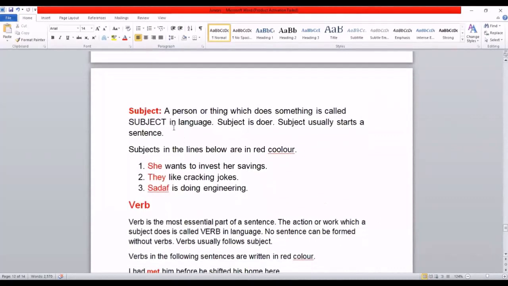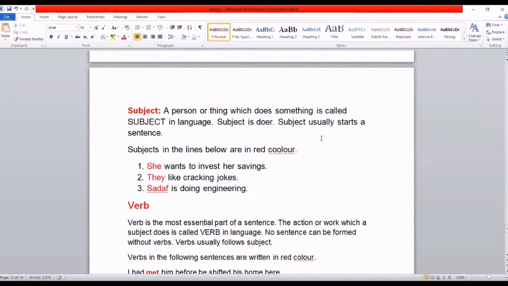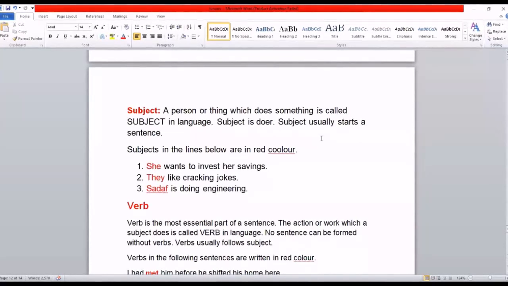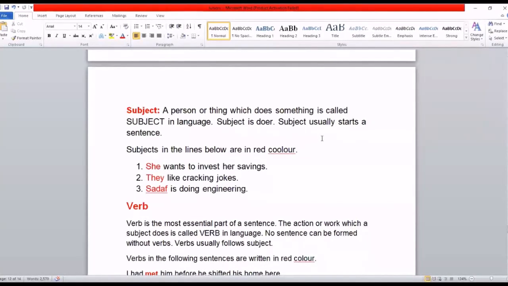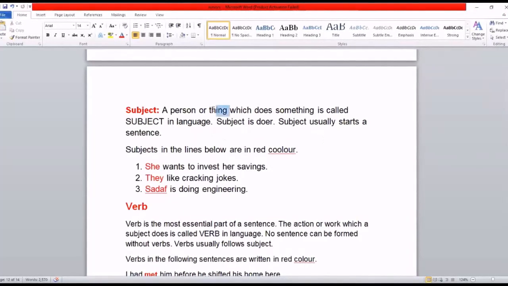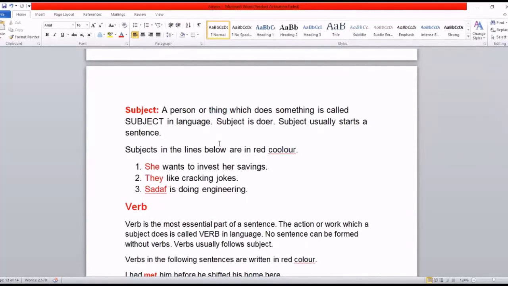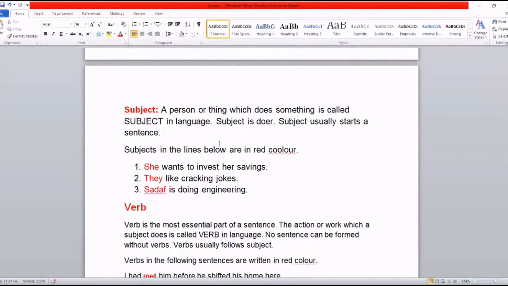Okay, what is subject? A person or thing which does something is called subject in language. Subject usually starts a sentence, which means we put the subject at the start of the sentence, at the beginning of the sentence. There are one or two important points about subject which you should keep in mind. Remember that it says a person or thing. So it means subject is not necessarily a human being. It can be a situation, a thing.